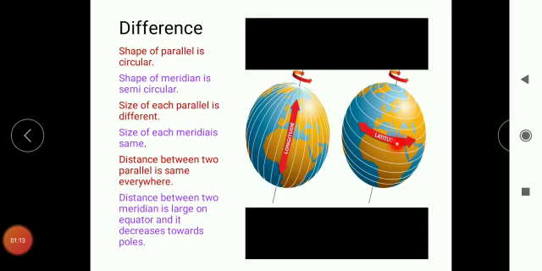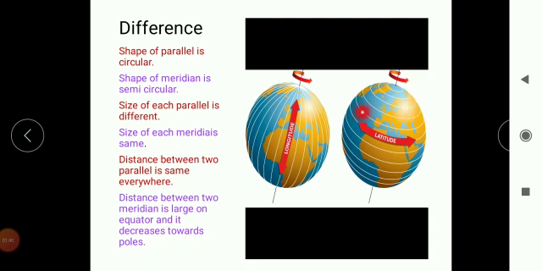Now let's see the difference between latitude and longitude. As you can see here, shape of each parallel is circular. These are all circular lines. Whereas shape of each meridian is semicircular. Size of each parallel is different. As you will notice here from top to bottom, size of each parallel is different. Whereas size of each meridian is same.